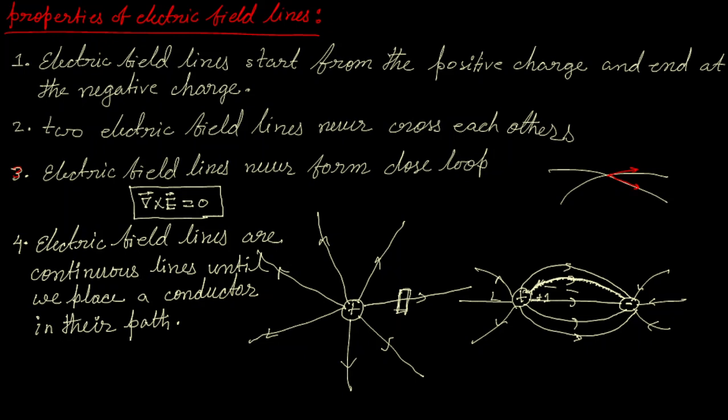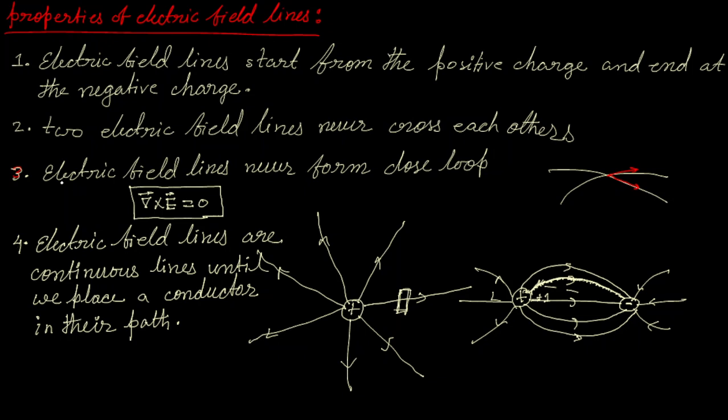So these are some properties of electric field lines. Electric field lines start from the positive charge and end at the negative charge, two electric field lines never cross each other, electric field lines never form a closed loop, and electric field lines are continuous lines until there is a conductor in their path.